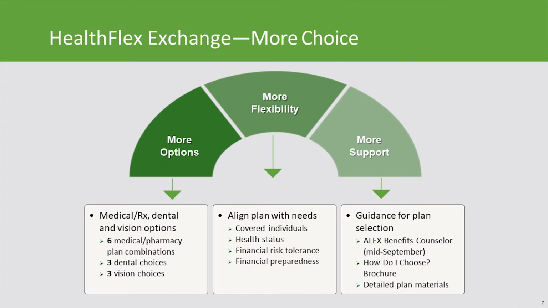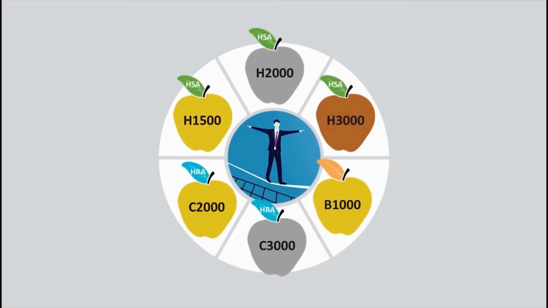The next video is going to give you a little bit more detail about the 6 medical plans we are offering. What I will tell you for reference is, again, what you know as the PPO is the B1000. What you know as the CDHP is the C2000 Gold. We will introduce a C3000 Silver, and then 3 high deductible health plans. You will have 6 HealthFlex medical plans to choose from.